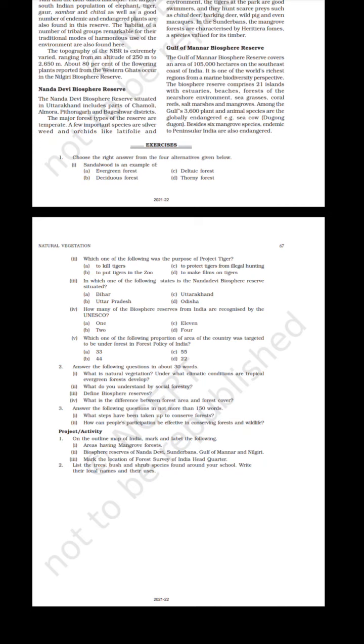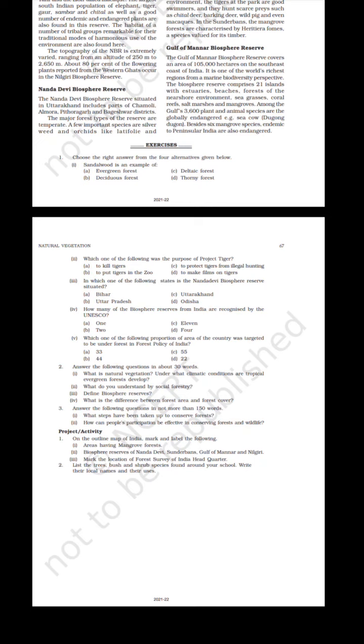In which of the following states is the Nanda Devi Biosphere Reserve situated? Bihar, Uttarakhand, Uttar Pradesh, Odisha. How many of the biosphere reserves from India are recognized by the UNESCO? 1, 10, 2, 4. Which one of the following proportions of area of the country was targeted to be under forest in the forest policy of India? 33, 55, 44, 22.